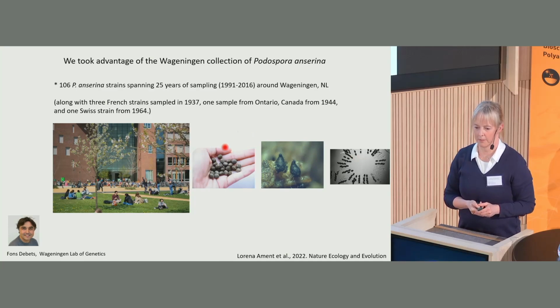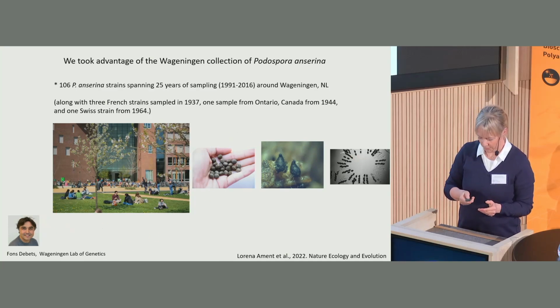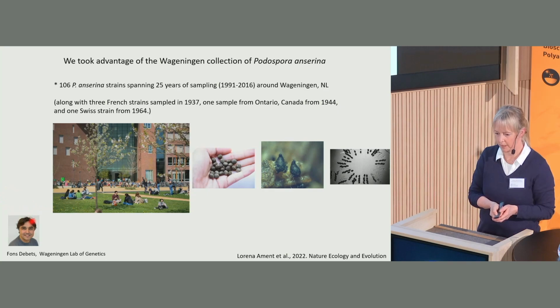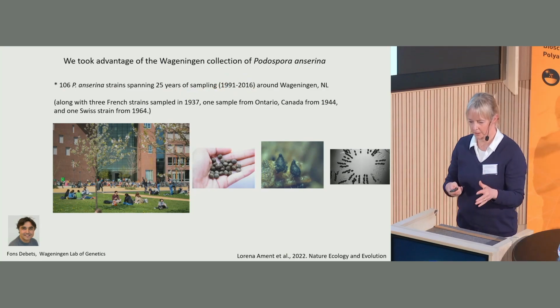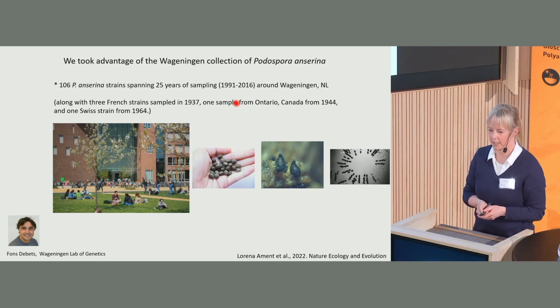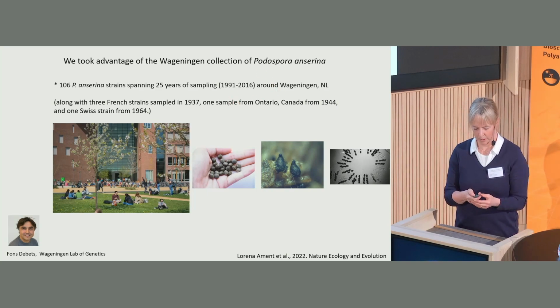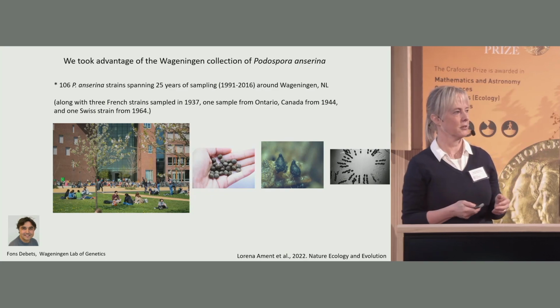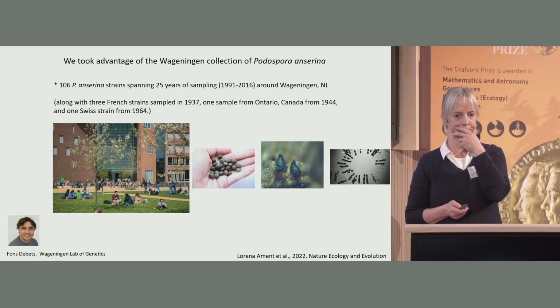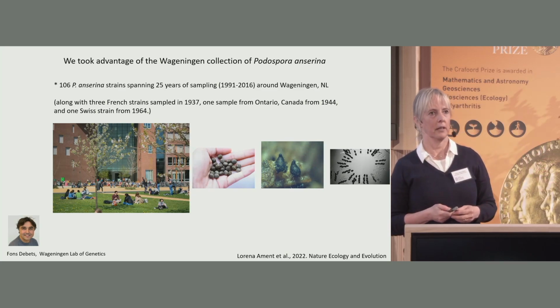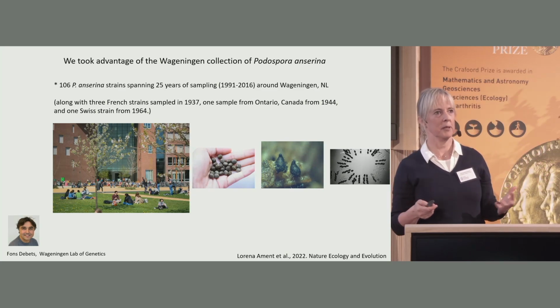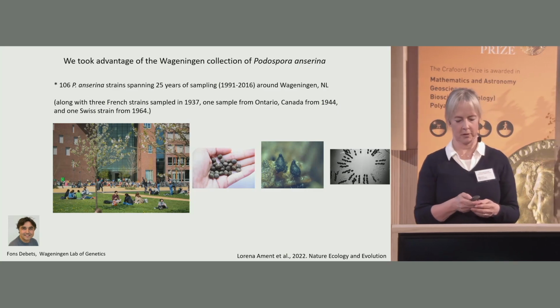We had a collection, with a nice contribution from our collaborator in Wageningen, of 106 such strains, spanning 20 years of sampling around Wageningen. We also had some other strains. We sequenced them all with Illumina and PacBio and everything we could do. As you remember, fungal genomes are not so big, so we could easily get good, telomere to telomere assemblies to be able to compare them to each other.